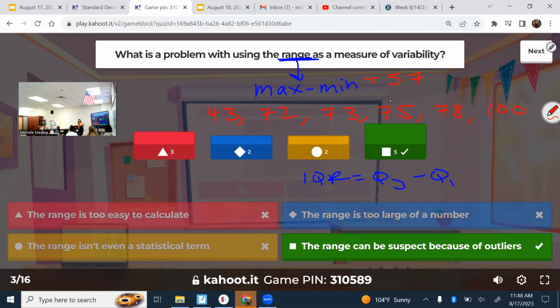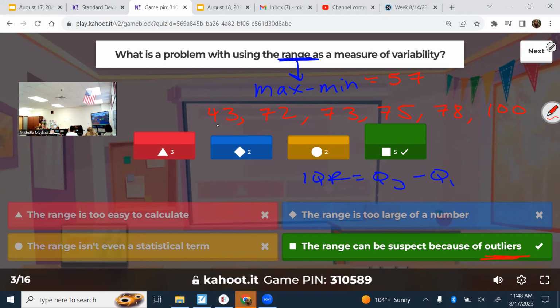Are they really though? No, just because he did really bad on one quiz, but 100% on another, that doesn't best represent it. So when something's really far from the rest of the data, those are outliers. So range is susceptible to outliers, which is why it's not the best measurement.